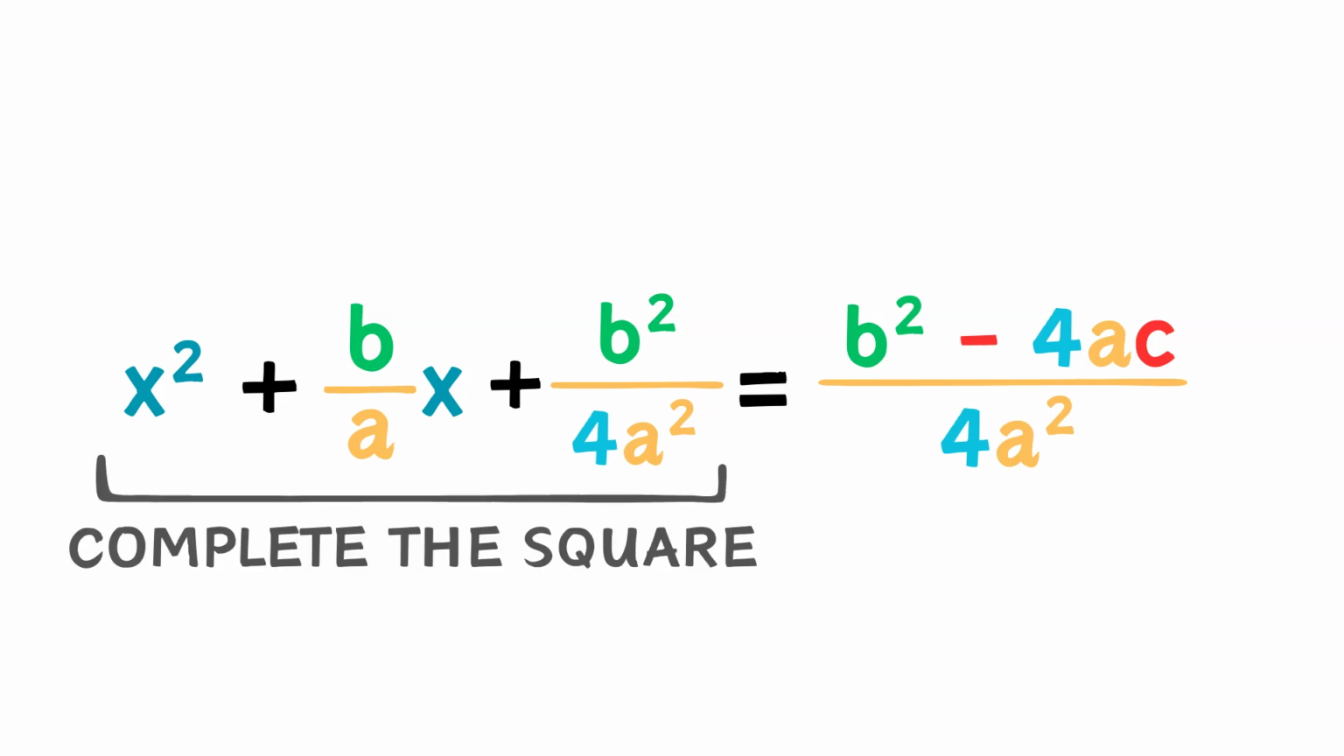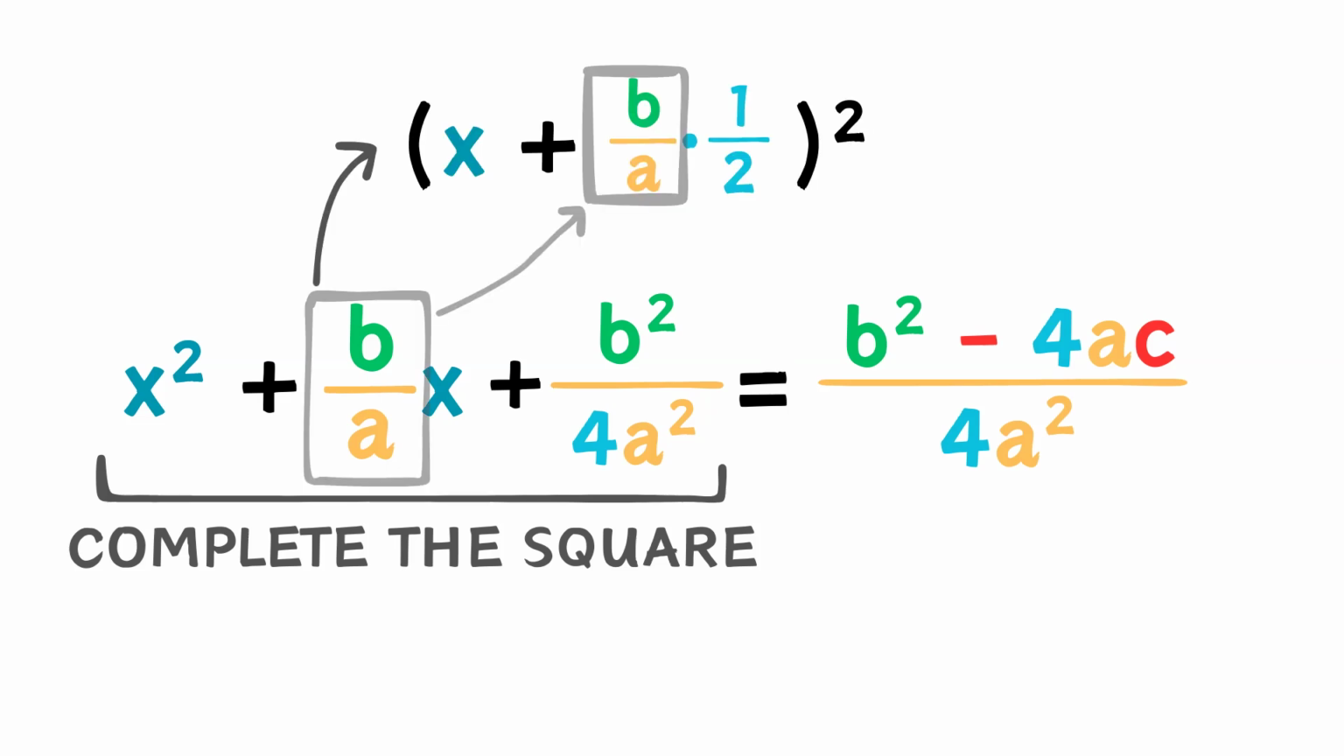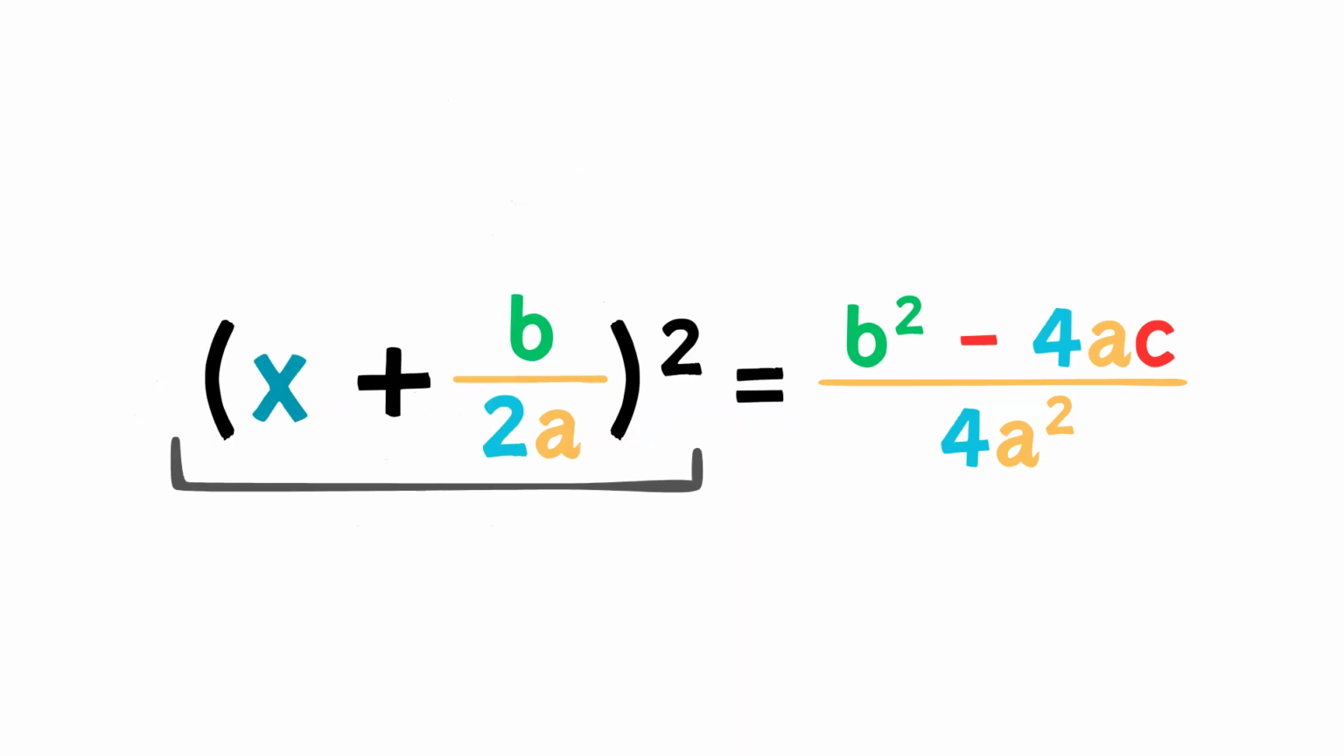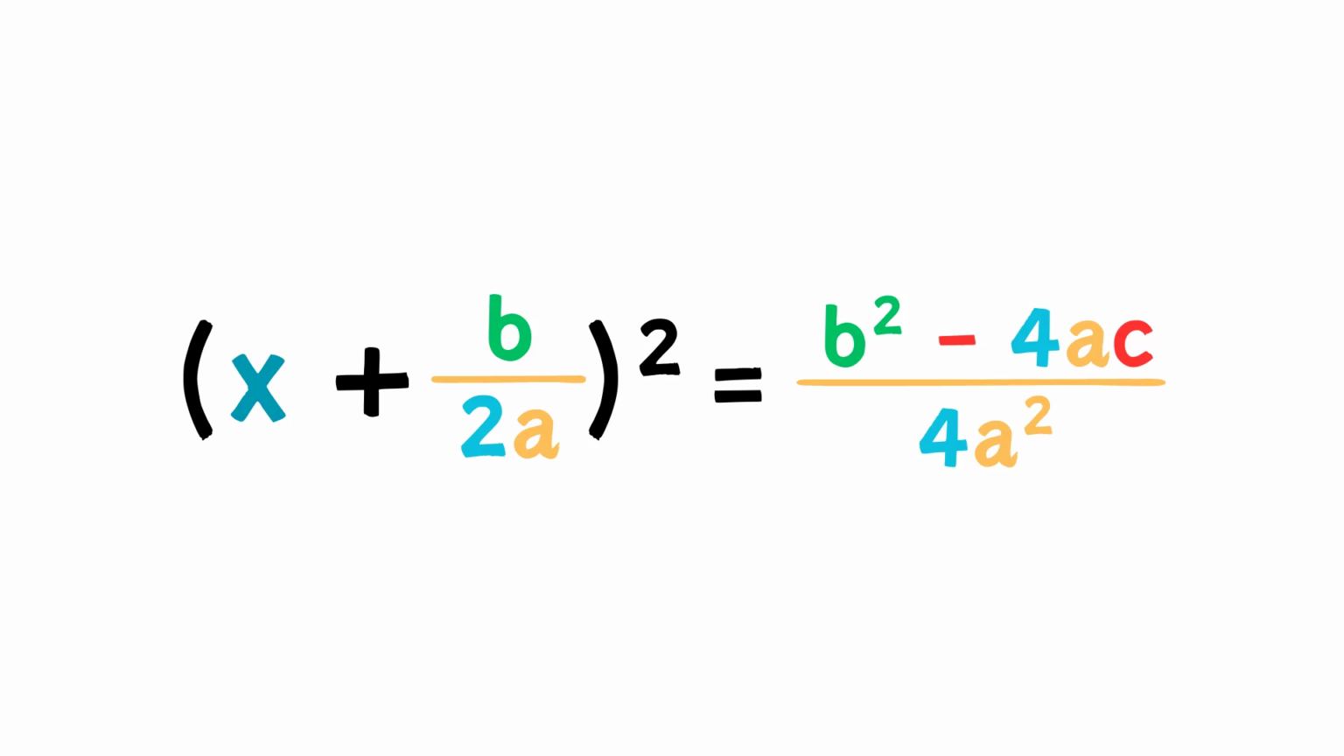Now on the left, we just need to complete the square. We know that the square will just be x plus half the coefficient, squared. And since the coefficient of x is b over a, half of b over a would just be b over 2a, so the left can be rewritten as x plus b over 2a, squared. So we've completed the square. Now we need to solve for x.